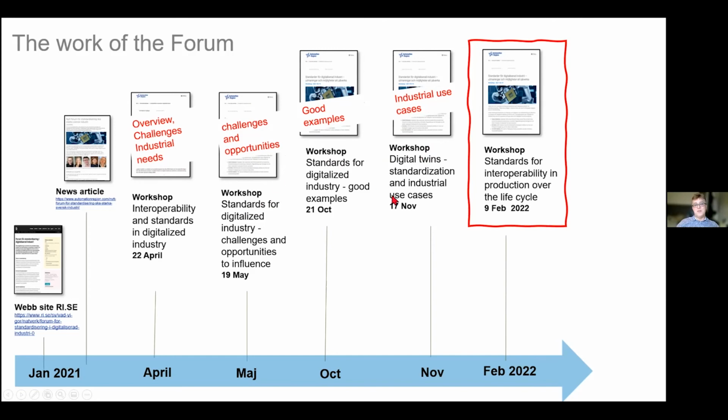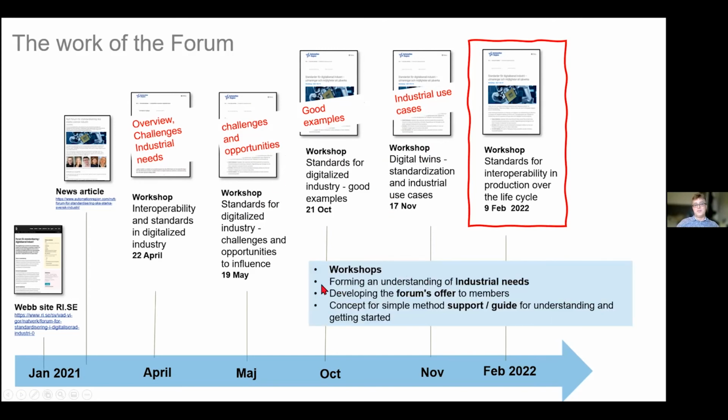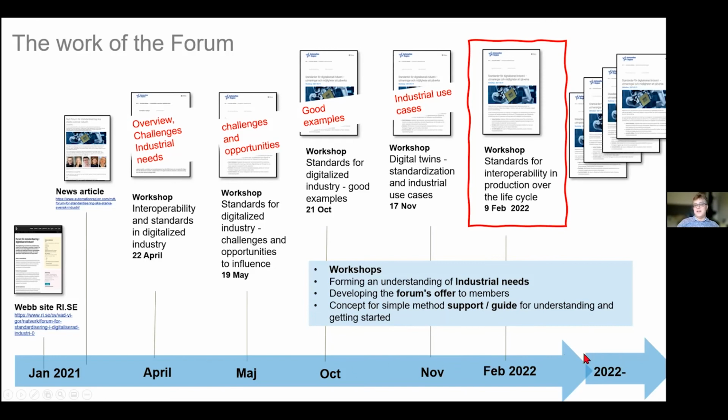So that's what we have done in the workshops, and during the year we have also tried to understand the needs the industry has and to form the offering that a forum like this could have for industry. We would also like to develop a simple guide, a simple method, to support industry in starting to work. That's the idea for the remaining part of the project. And then the idea is that when the funding from Vinnova has ended, this forum will continue based on membership fees. What is the offering that we could provide that is of interest to Swedish industry, so interesting that they would like to pay for it?